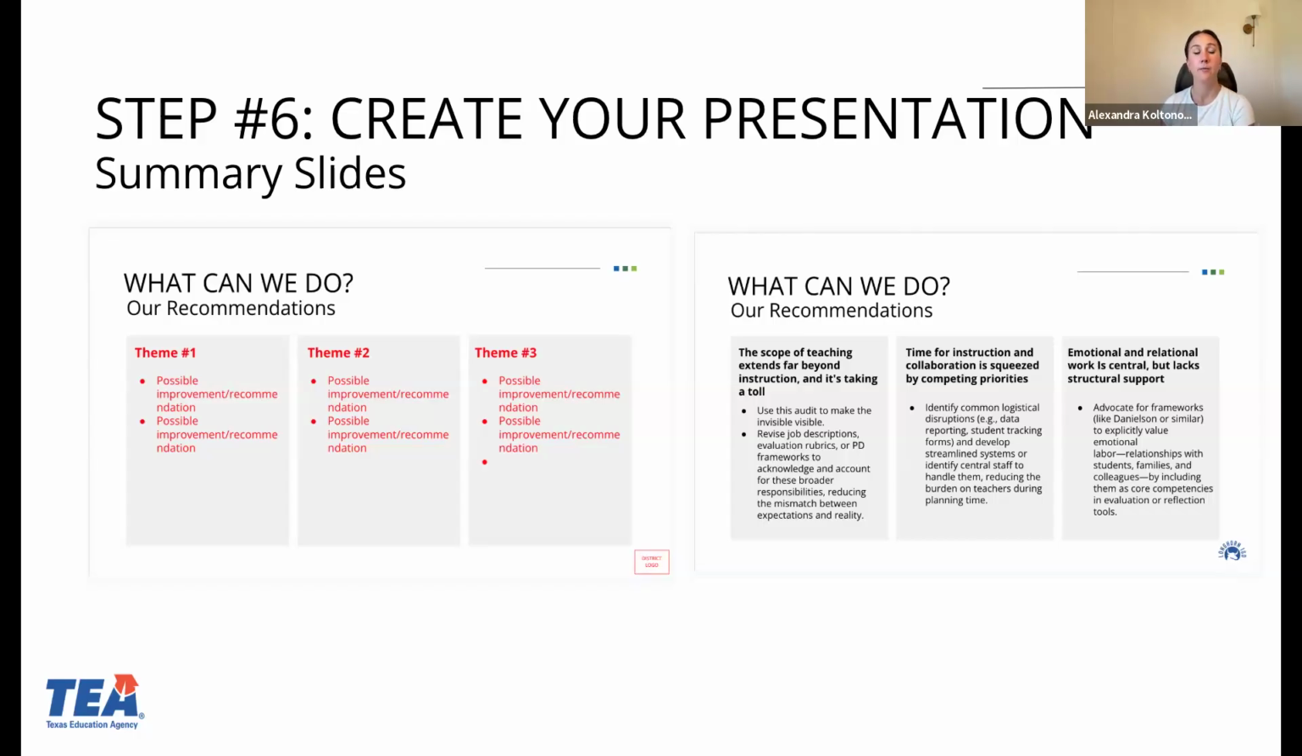And then lastly, emotional and relational work is central, but lacks structural support. Advocate for frameworks like Danielson or similar to explicitly value emotional labor or the relationships with students, families, and colleagues by including them as core competencies in the evaluation or reflection tools.